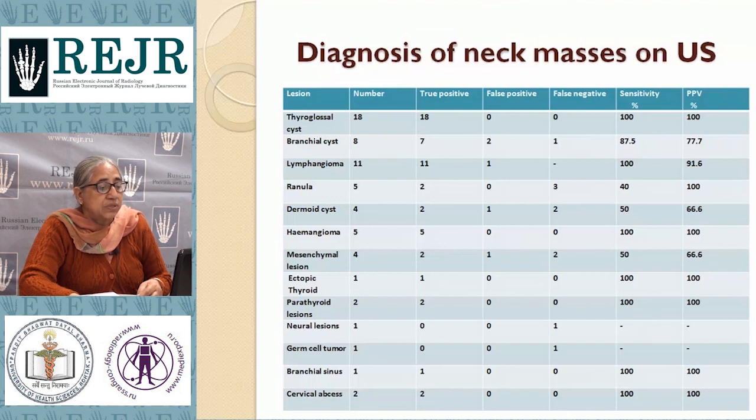Similarly, hemangiomas had a sensitivity and positive predictive value of 100%, mesenchymal lesions sensitivity of 50% and positive predictive value 66.6%. The other lesions, that is the ectopic thyroid, parathyroid lesions, branchial sinus and cervical abscess, all had sensitivity of 100% and positive predictive value of 100%.